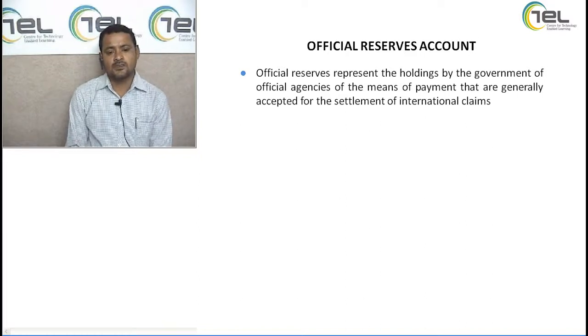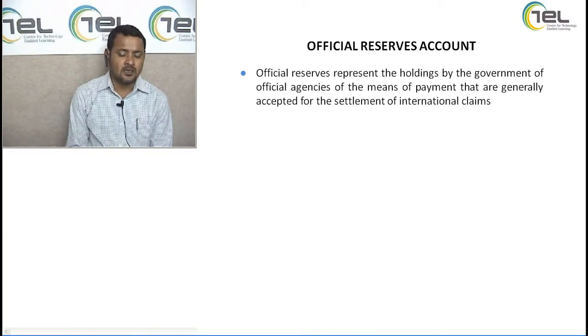Official reserves represent the holdings by the government of a country or its official agency like the Central Bank of India of the means of payment that are generally accepted for the settlement of international claims. These are accounts which are maintained by the government for contingent liabilities, for settlement of internationally accepted contingent liability principle.